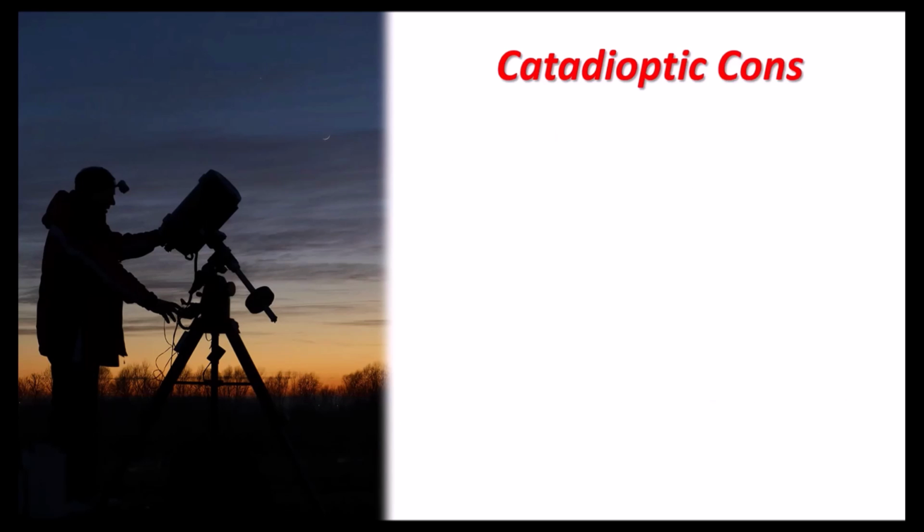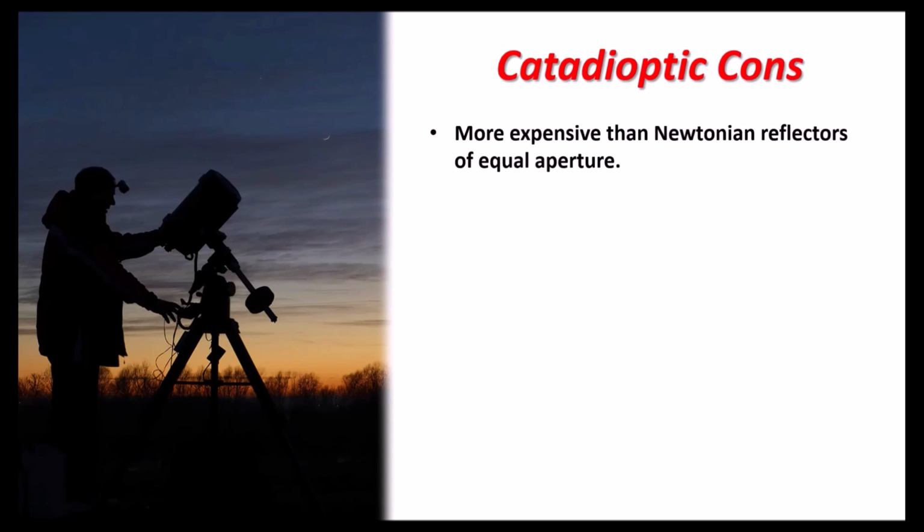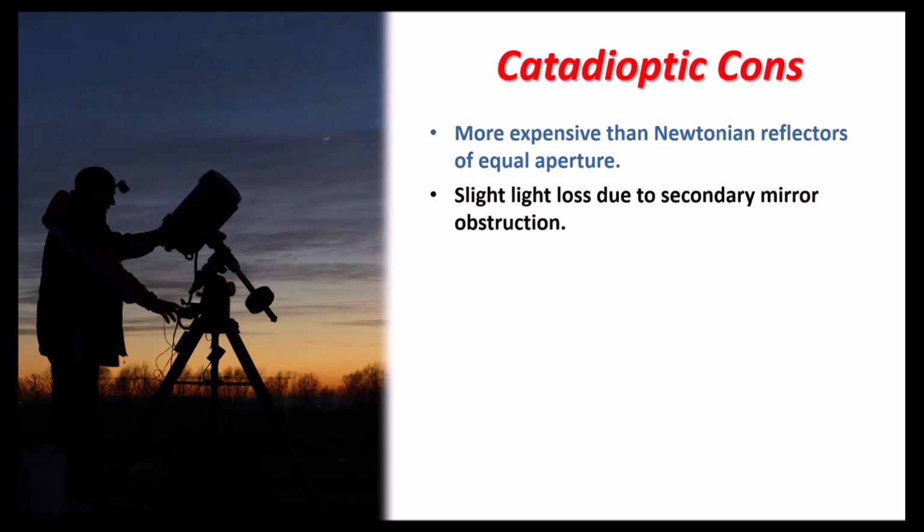So here are the cons. They are more expensive than Newtonian reflectors of equal aperture. You will definitely pay more for an 8-inch Schmidt-Cassegrain than you would an 8-inch Newtonian. And their secondary mirrors are larger than Newtonians, at least most of them. So again, you have a slight light loss due to a secondary mirror. So that's what limits their resolving power, their resolution.